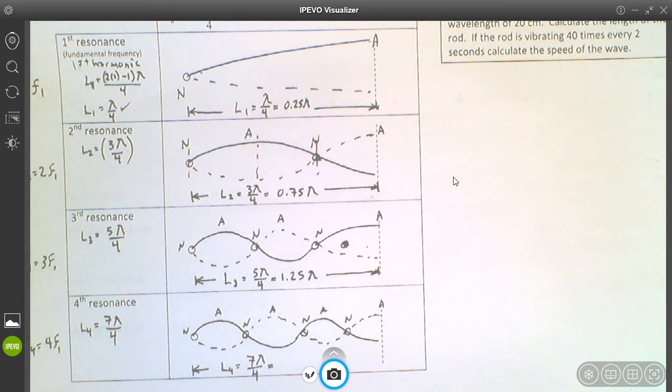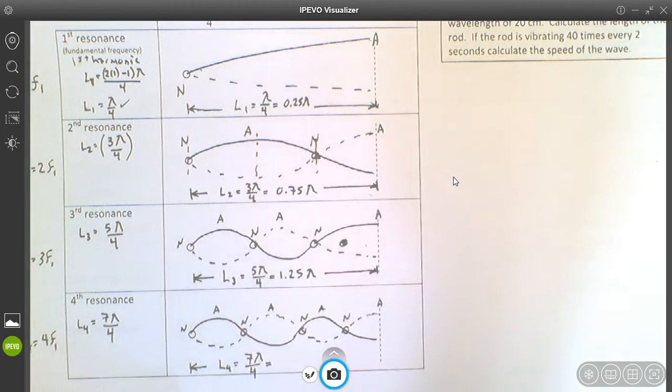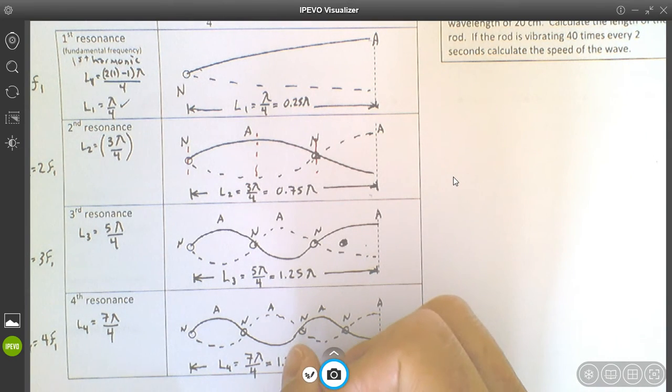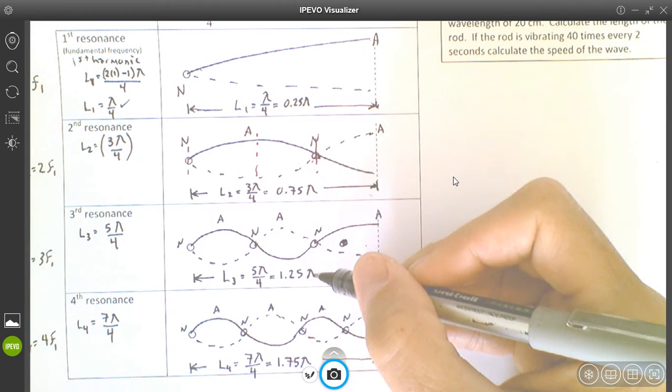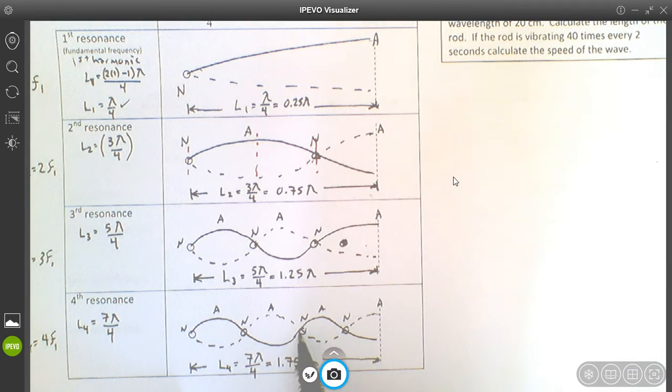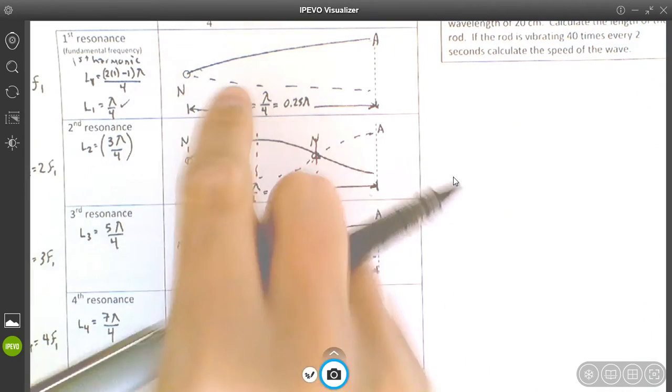That's something that you figure out. It's easy. It's just 1.75 wavelengths, right? And you just remember because it's 1.25 wavelengths, you add another half. We've added another half. And notice how small these wavelengths are getting. They're cramming up.